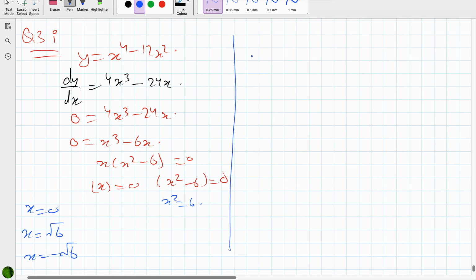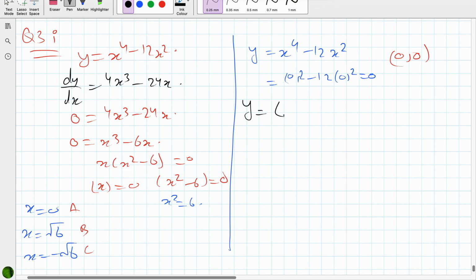On these 3 different values, we can find 3 different values for y. 12x square. So when x is 0, y is 0. So the first coordinate is (0, 0). Just for ease, I'm labeling them as A, B and C.